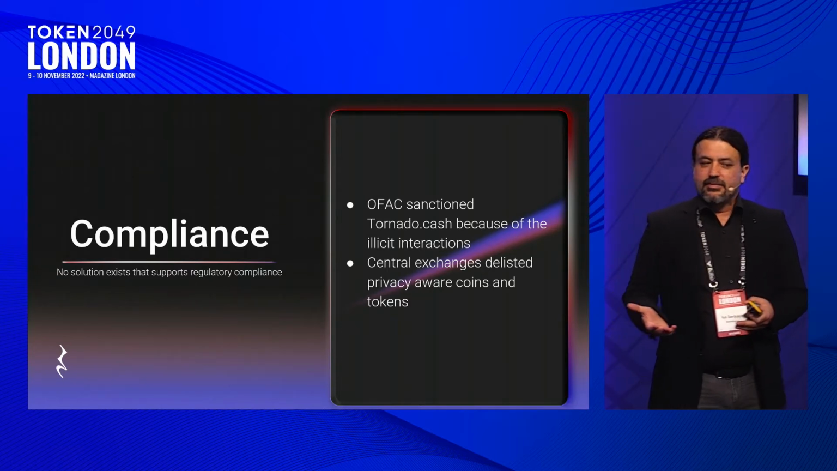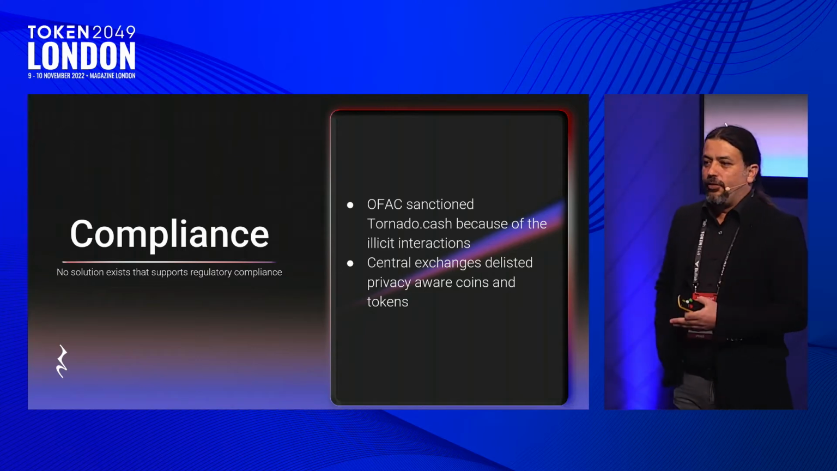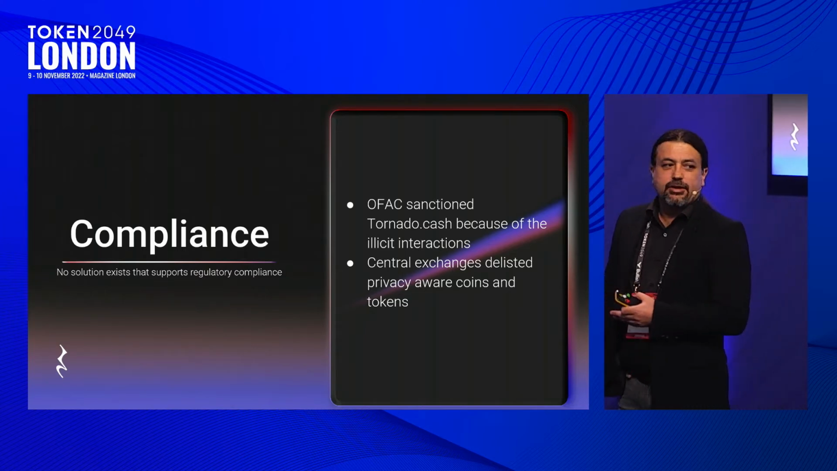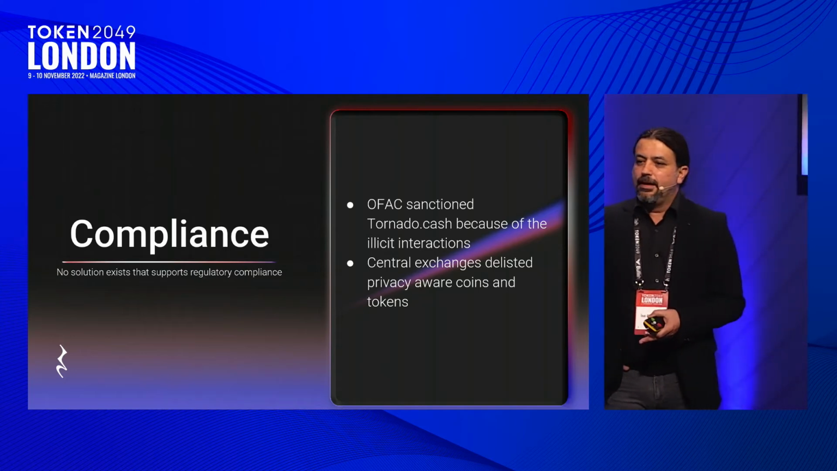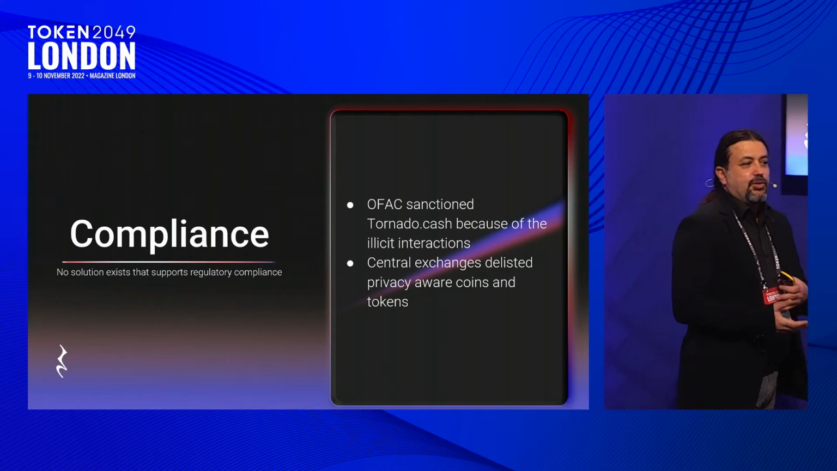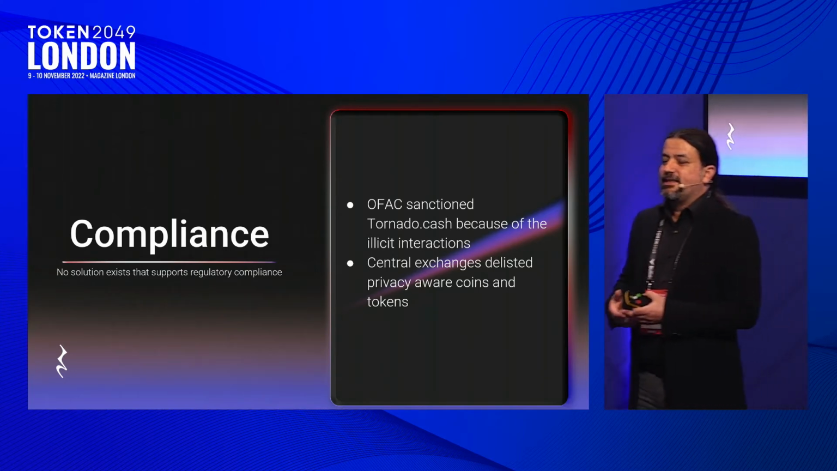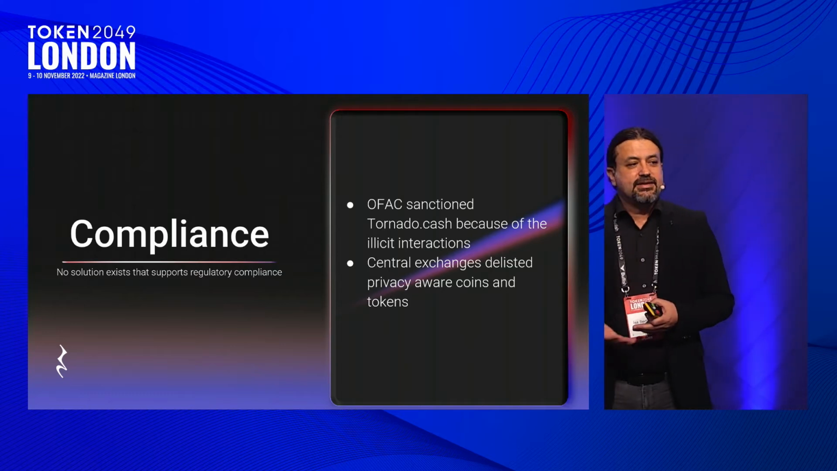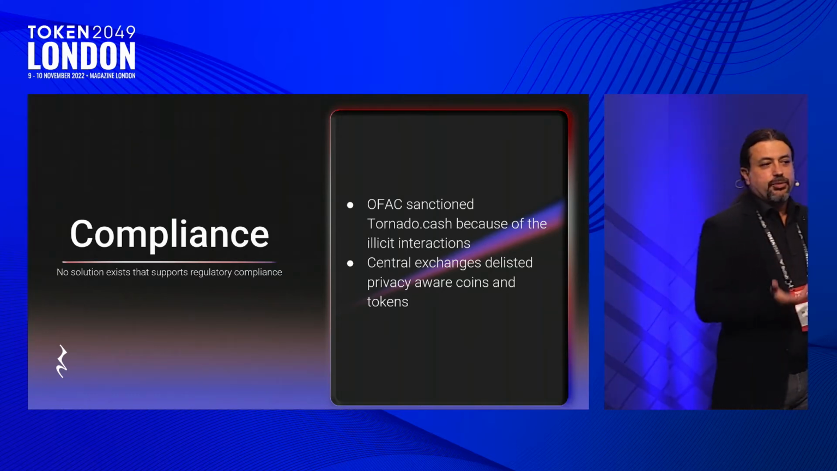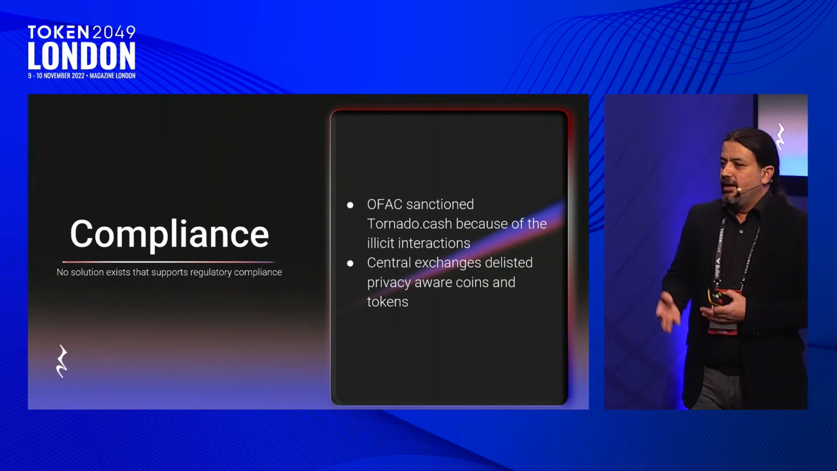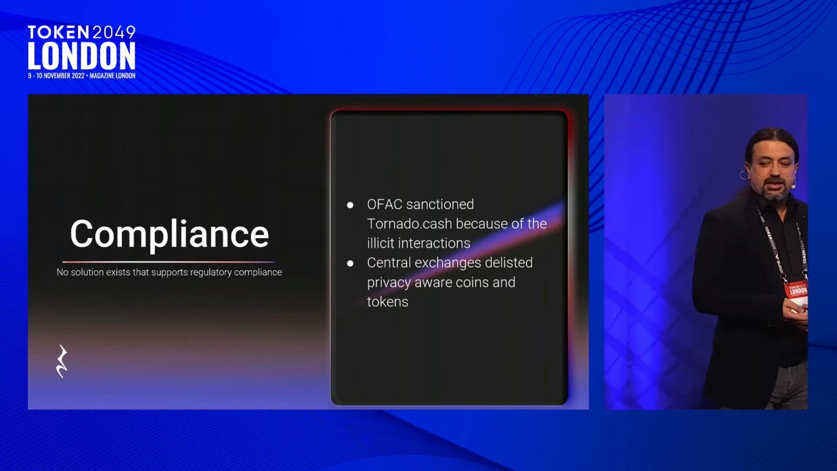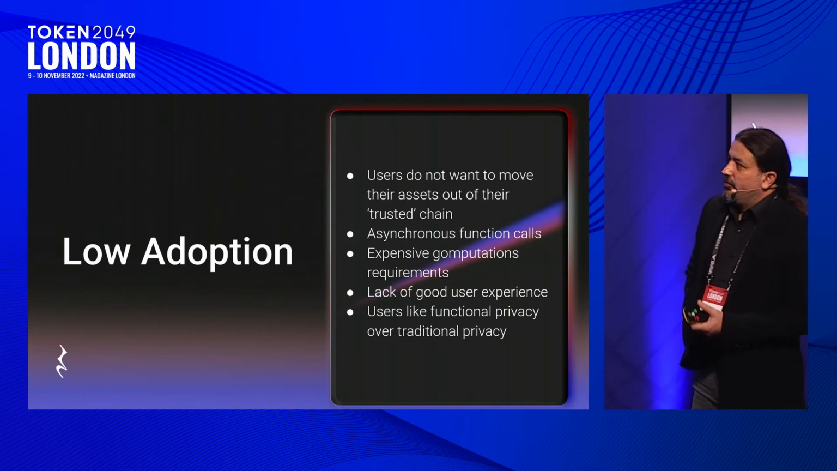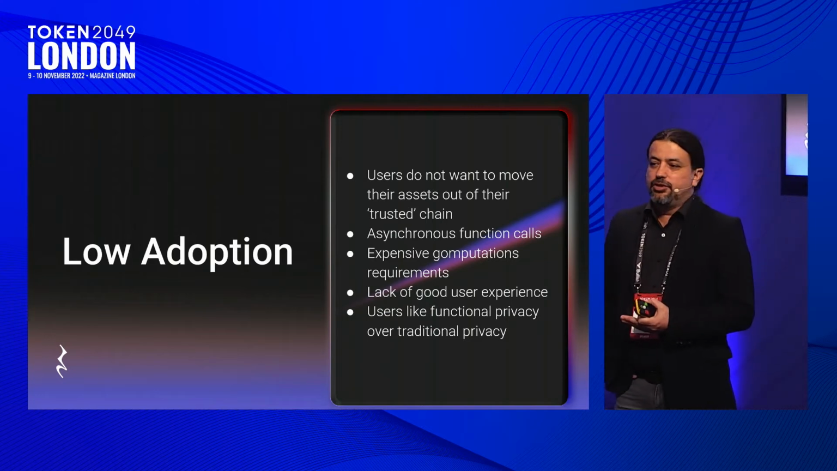activities. We have seen the OFAC sanction towards Tornado Cash, because some of the stolen assets were brought into it. And afterwards, we have seen some of the centralized exchanges list privacy-aware coins and tokens. For instance, Huobi listed Zcash, Monero, and Dash. So we need to have a compliant solution here.